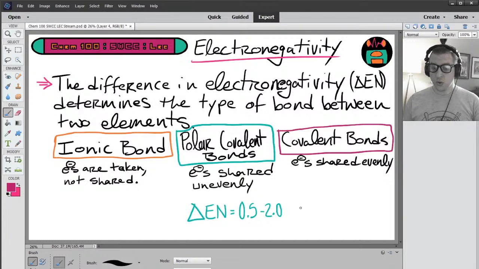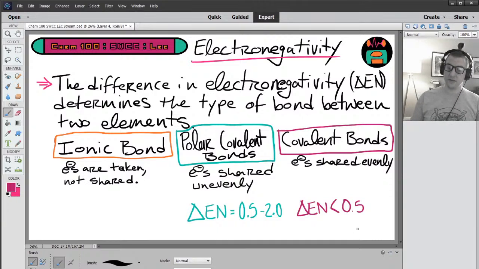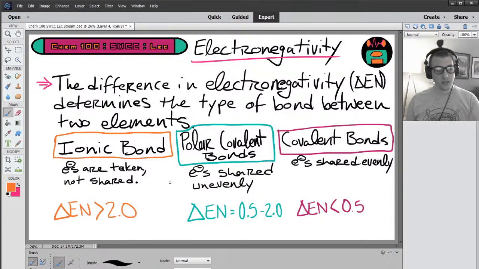If your difference in electronegativity is less than 0.5, then your bond is covalent. If your difference in electronegativity is greater than 2.0, then your bond is ionic.